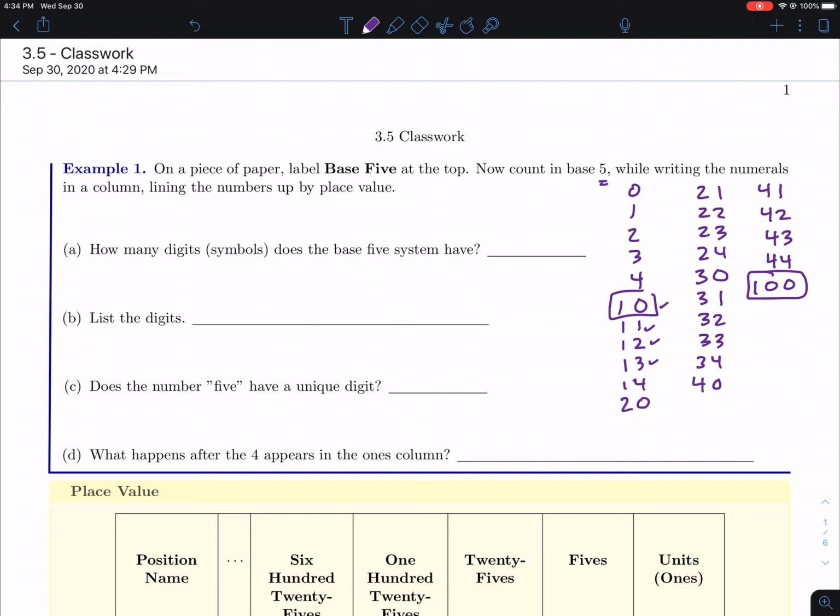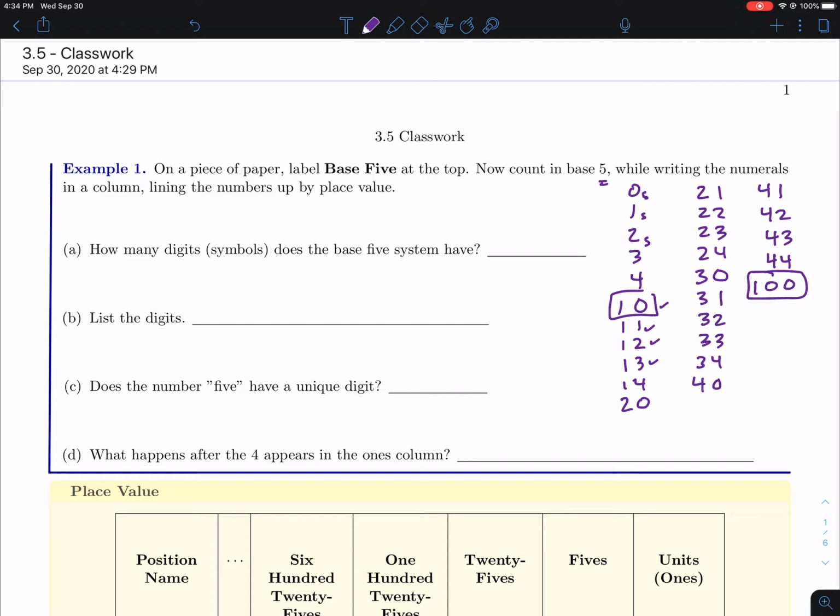And typically we'll see later on that we're actually going to subscript all these numbers so that we know they're base 5, to distinguish them from base 10, since we use the same symbols to represent these two number systems. So, all right.